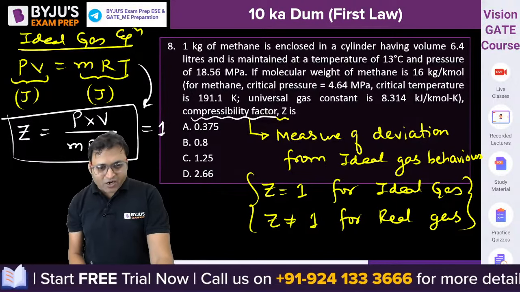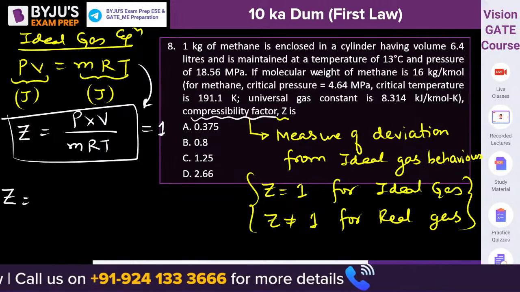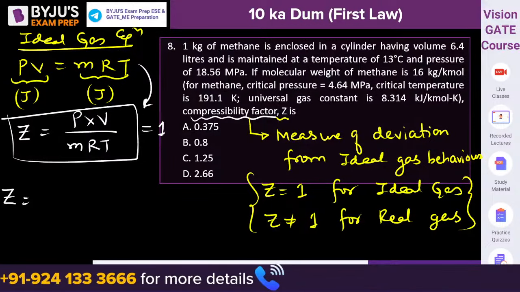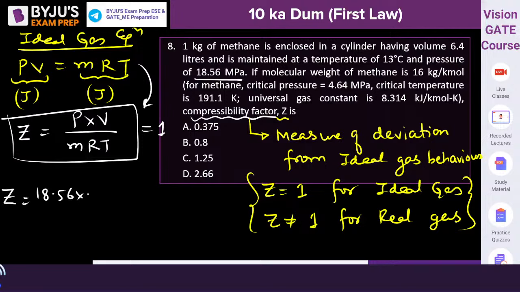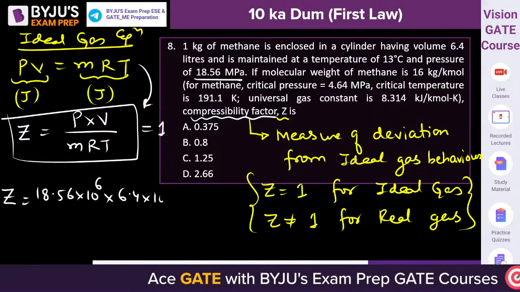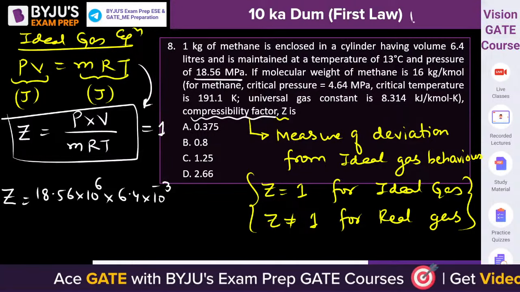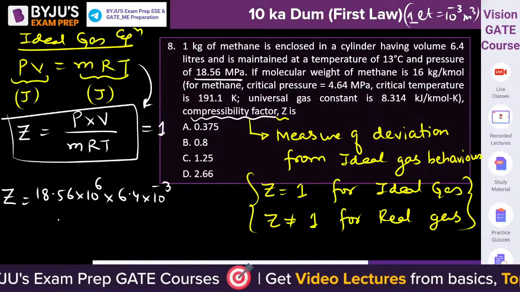So you should take care of the units. If you put everything in their SI unit, Z is equal to, what is the pressure? Pressure of the gas is 18.56 megapascal. So 18.56 into 10 to the power 6 Pascal, into volume. What is the volume? Volume is 6.4 liters. So 6.4 into 10 to the power minus 3, isn't it? 1 liter is equal to 10 to the power minus 3 meter cube. Put all the parameters in their SI unit.